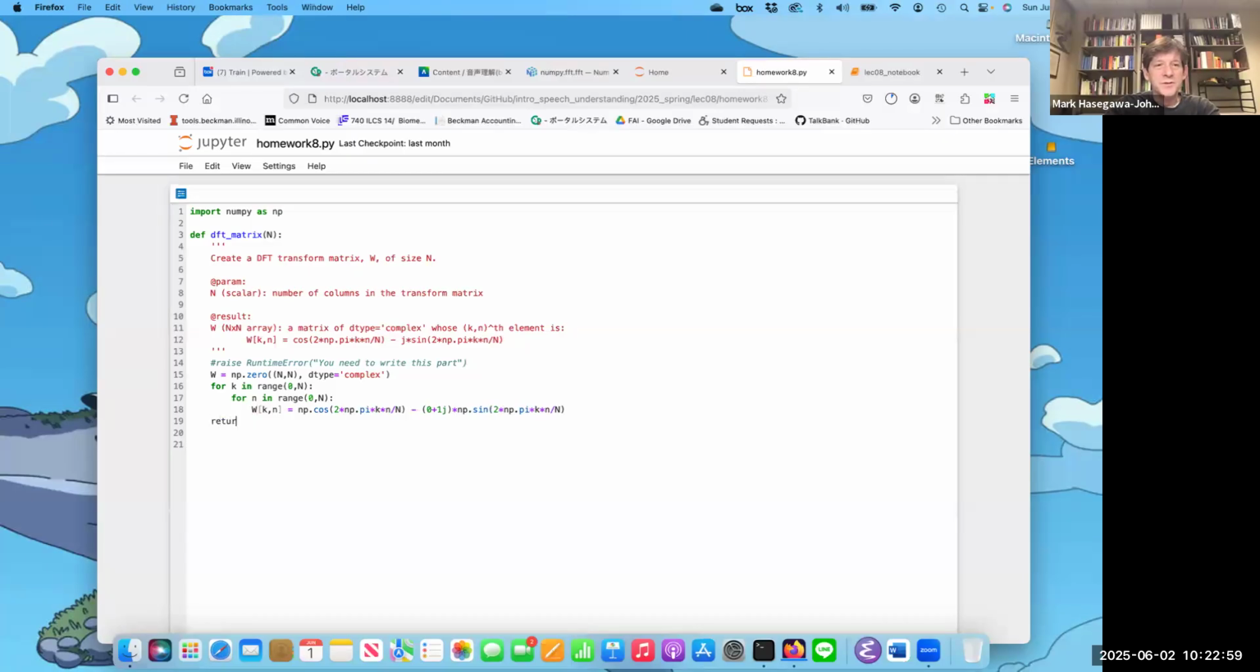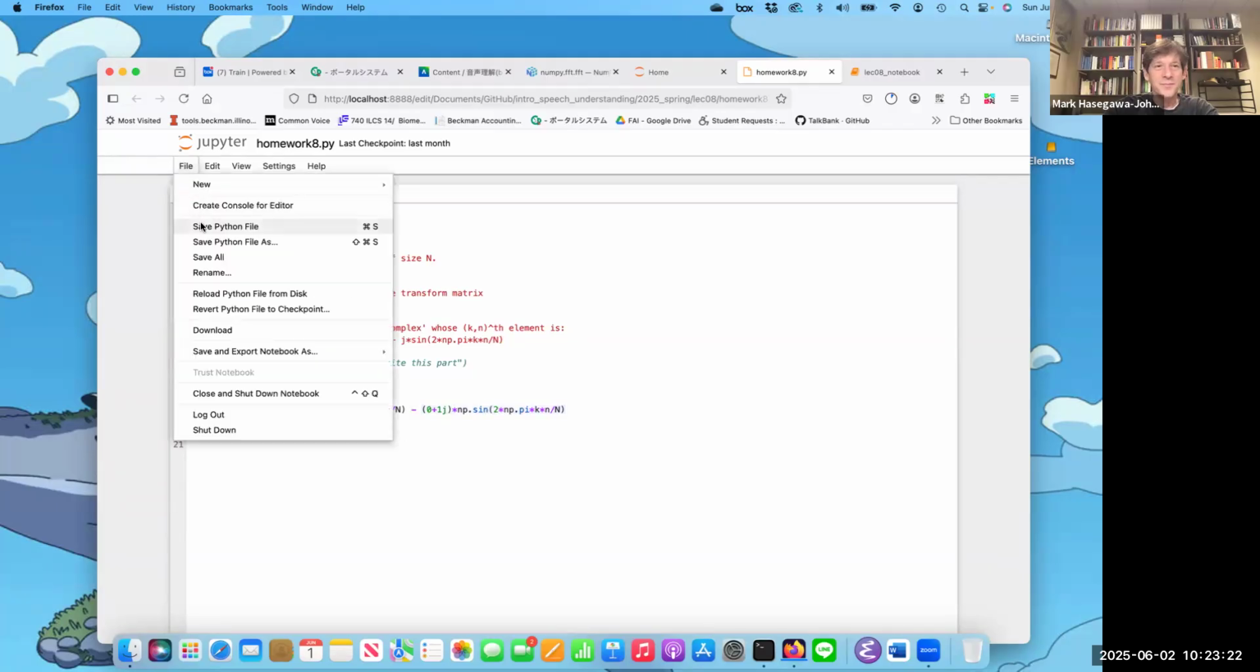And then we just want to return capital W, right? There's two key things to notice here. One is that we need to make sure that it's of data type complex. And then the other is just the values. The values are the cosine of 2 pi times little k times little n over capital N minus j times the sine of 2 times pi times little k times little n over capital N.